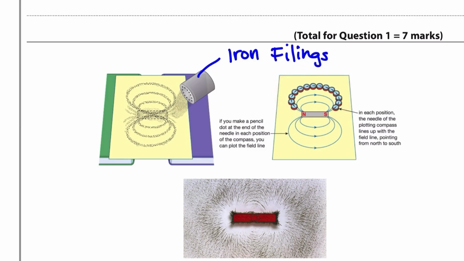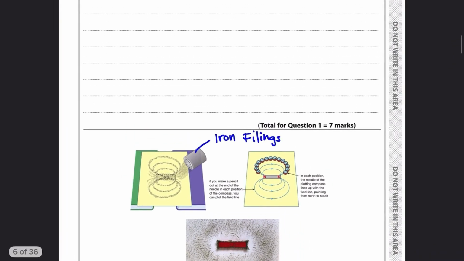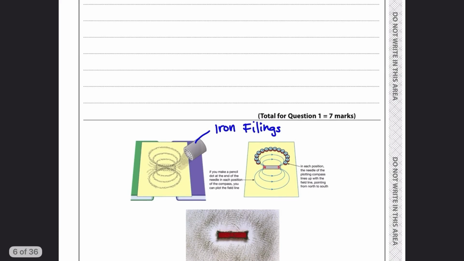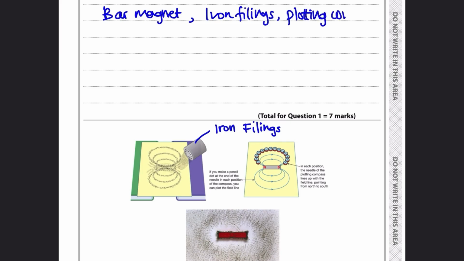So if you just look at this diagram, now you can start to string all this together into an answer, isn't it? You're going to write, you need a bar magnet, and then you're going to need iron filings. What other equipment? You need plotting compass, or just compass. And also, you need to have pen and paper, isn't it? Because you're going to draw these lines and then draw the arrows onto them. So paper and pen.